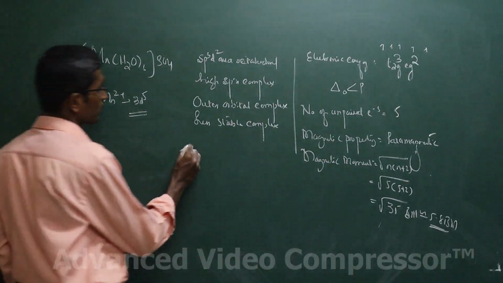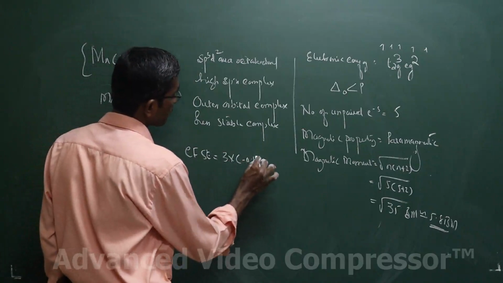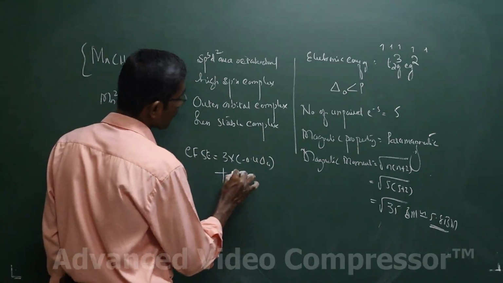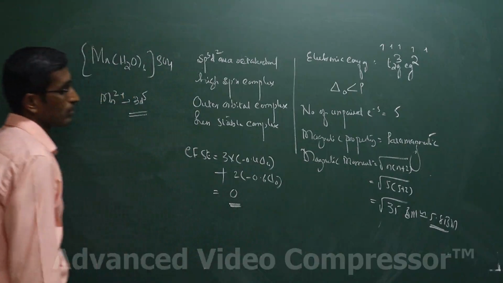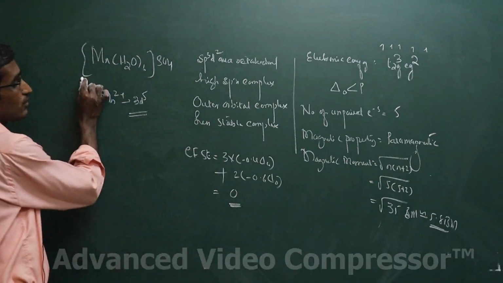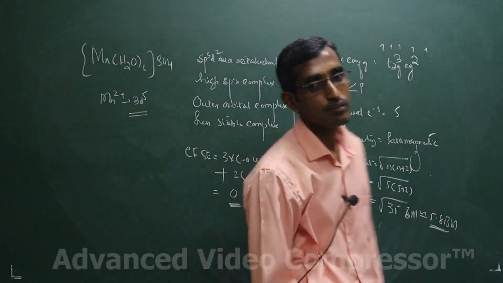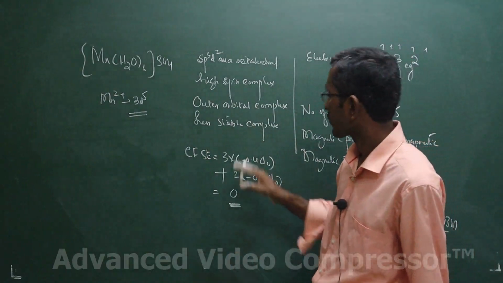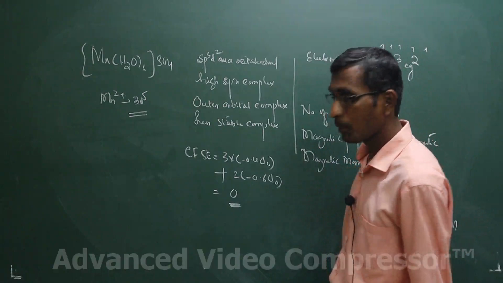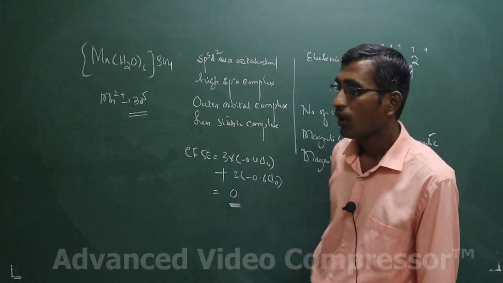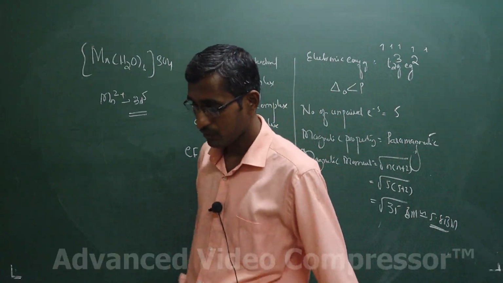So CFSE also we can calculate. Crystal field stabilization energy is 3 into minus 0.4 delta naught plus 2 into plus 0.6 delta naught. That means it is 0. Crystal field stabilization energy is 0. That is why this is an unstable or less stable complex, because there is no crystal field stabilization energy for this complex. But it is a highly paramagnetic complex, having the highest magnetic moment value, because all 5 electrons in the system are unpaired.